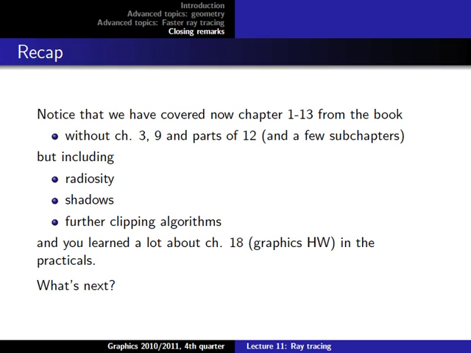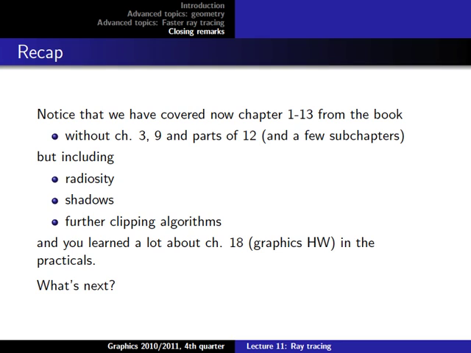And I think you also learned a lot if you did the practicals about graphics programming, which in the book is covered in chapter 18 about graphics hardware. But actually, this is more general and high level in the book and partly maybe even outdated. So I think you learned much more about graphics programming from the practicals than by reading this chapter.